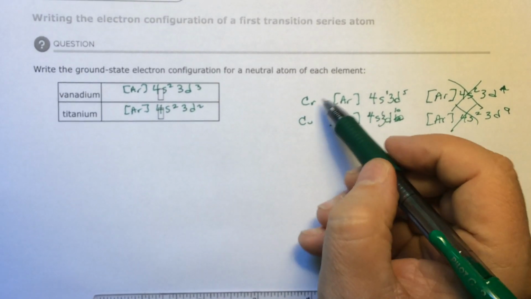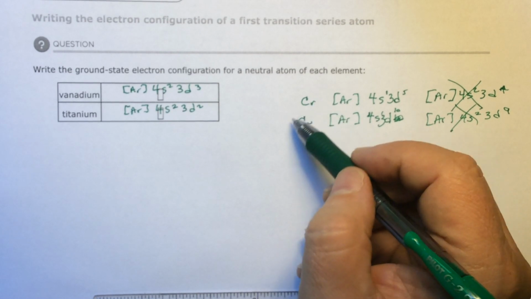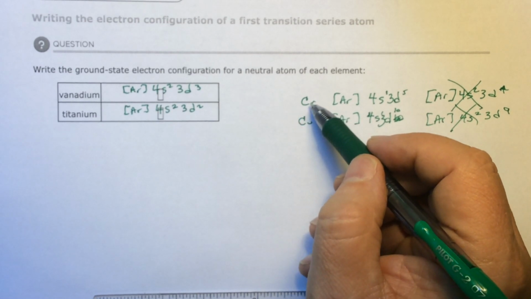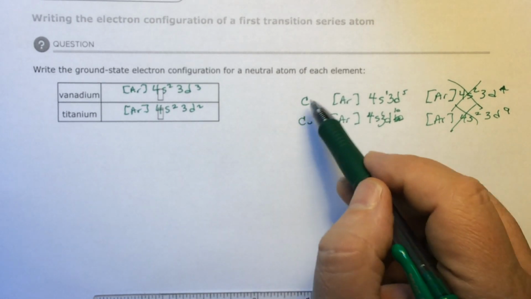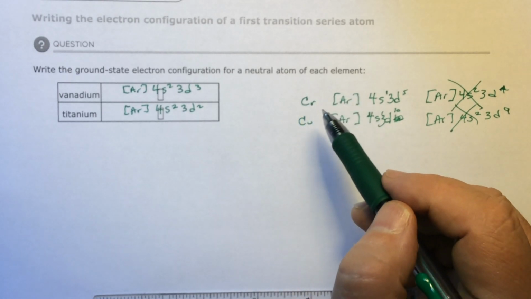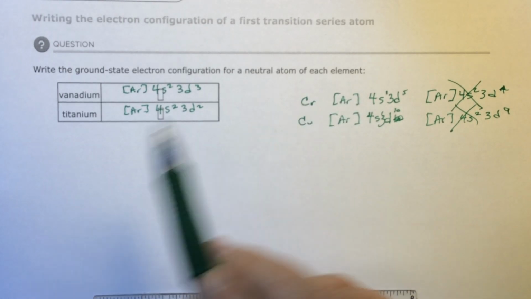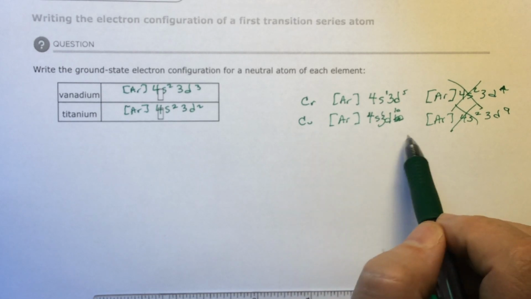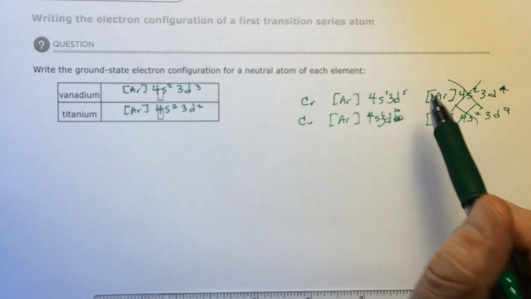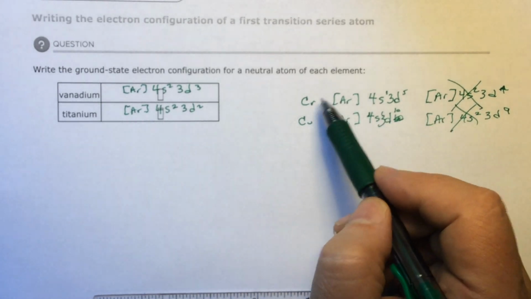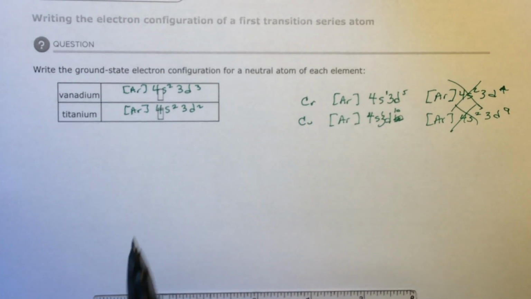Okay, so chromium, if it steals one from its S, it'll have a half shell filled. It's somehow a little more stable. And copper, if it steals one of its S's to make it full, it would rather have its D filled than its S filled. Okay, so these are a little weird. The rest of them are normal.